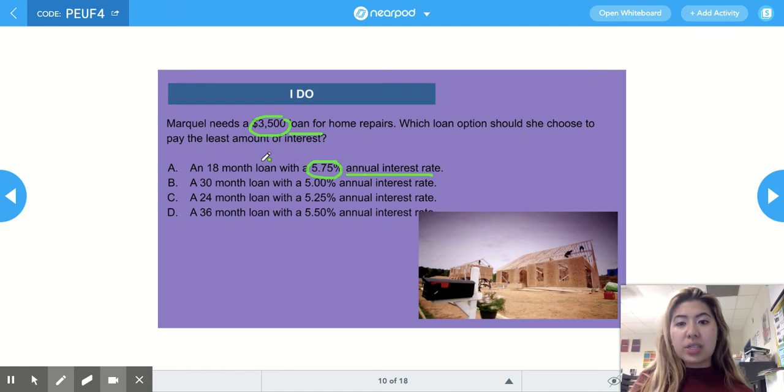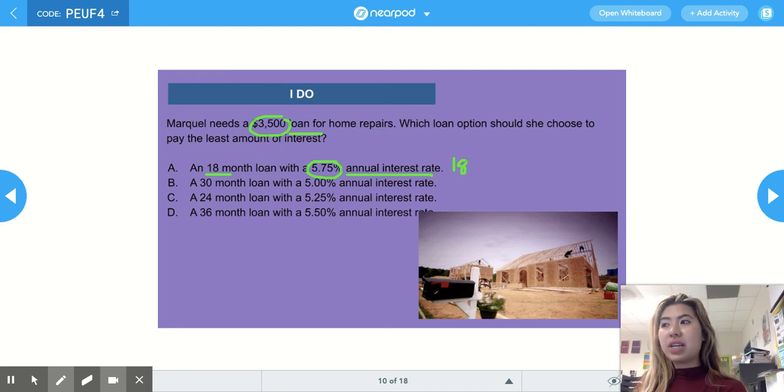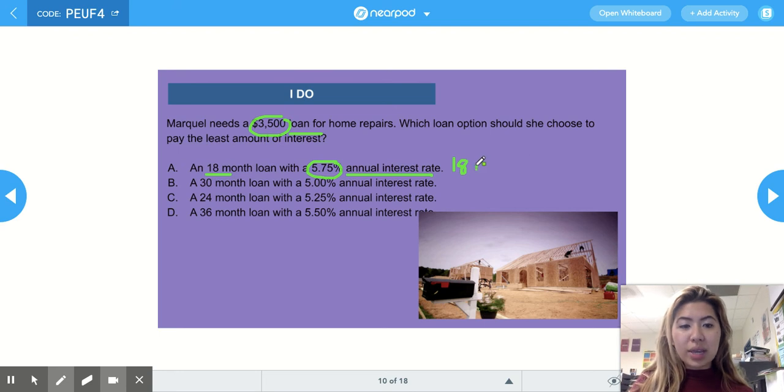And so starting with this one, I want to convert this 18 months into years. So I know that 12 months are in a year. So then I'm going to divide 18 divided by 12, and that gives me 1.5 years. So 18 months is equal to 1.5 years. And that's the number that we're actually going to plug into our equation.